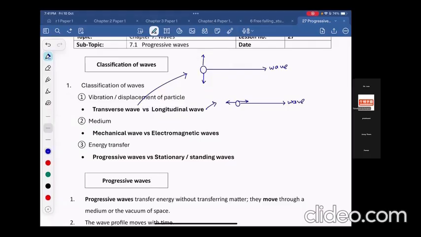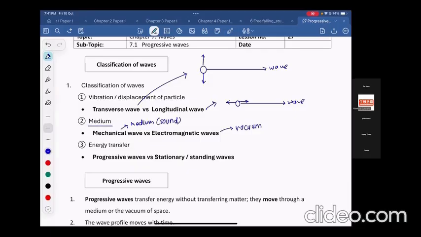Another one, how we classify the wave: we can classify in terms of their medium. For the mechanical wave, they need a medium to travel. For example, sound. In a vacuum, sound cannot travel. For EM waves, they travel in a vacuum, so no particle is needed. For example, the 7 waves: radio wave, microwave, infrared ray, ultraviolet, visible light ray, X-ray, gamma ray.